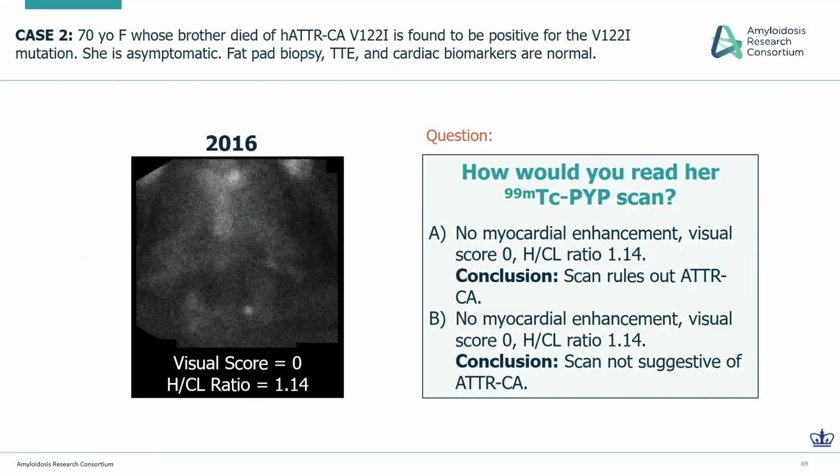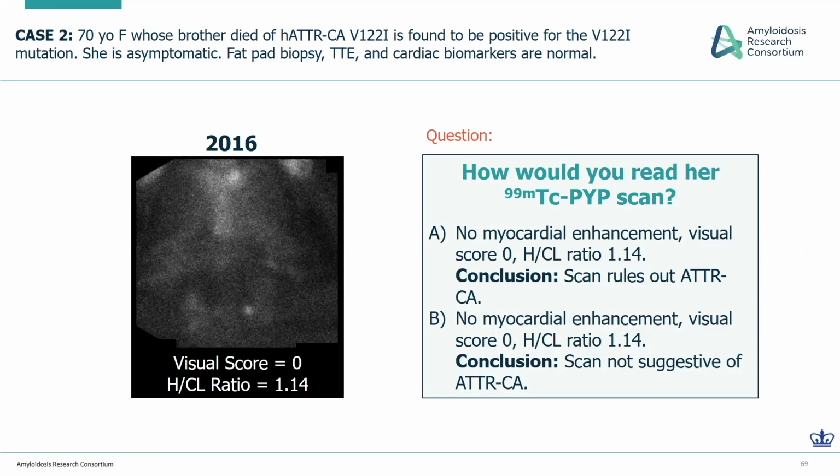Excellent case. Case number 2. Again, Sabi, I'll let you start with case number 2. So this is a 70-year-old female whose brother died of ATTR cardiac amyloidosis, V122I, and she was found to be positive for the V122I mutation. She was asymptomatic; her fat pad biopsy, transthoracic echo, and cardiac biomarkers are all normal. This is her scan, which was done in 2016, and the visual score was 0, and the heart to contralateral ratio was 1.14. So how would you read her PYP scan?